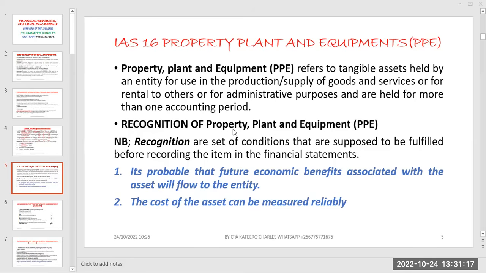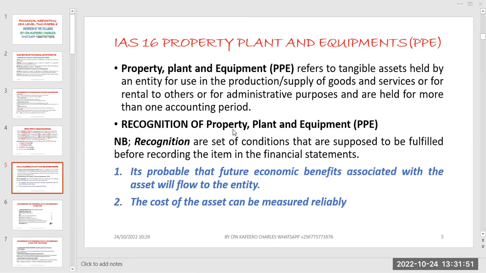We looked at the measurement basis. We said items can be measured at cost, historical cost, current cost, realizable or settlement value, modified cost, present value, and others as we explained. So when we introduce this topic, this first standard of our financial reporting, that is IAS 16 Property. IAS stands for International Accounting Standard.